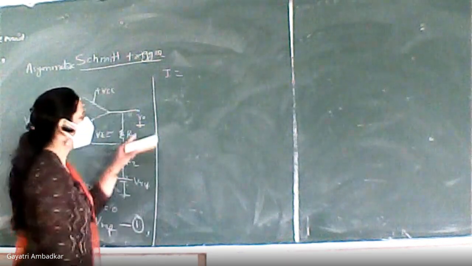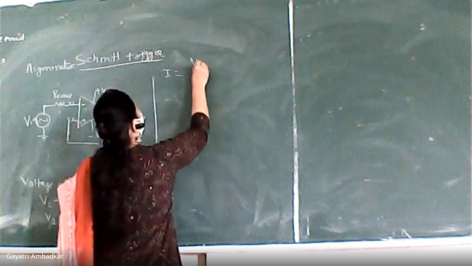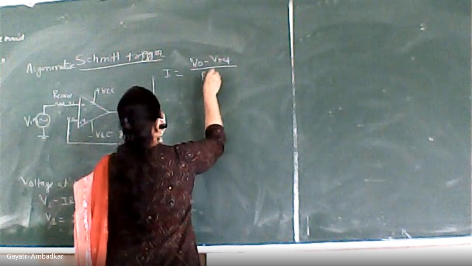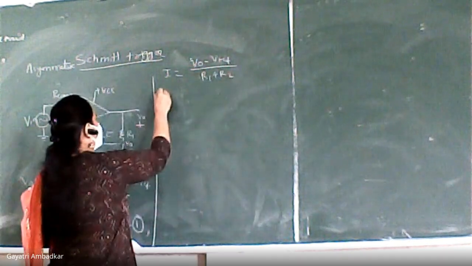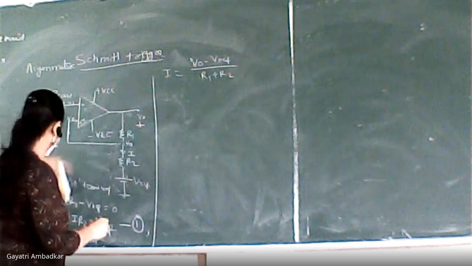Yes. VO minus VREF divided by R1 plus R2. So I is equal to VO minus VREF upon R1 plus R2. This is I. Therefore, what is my V2? This voltage, how much is it?